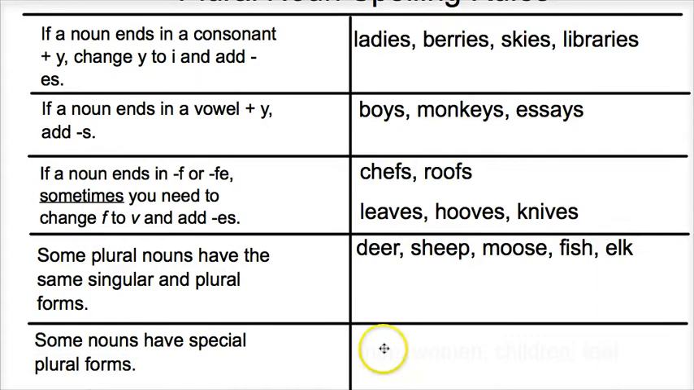Some nouns have special plural forms. Those are words like men, women, children, and feet. Their singular forms are spelled completely differently. Men is spelled M-A-N for man. Woman is W-O-M-A-N. Children is the word child. And feet is the word foot. So you can see they change their spellings completely.